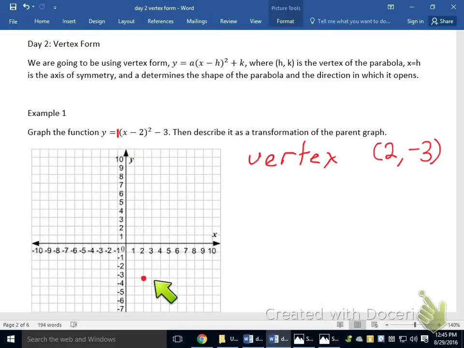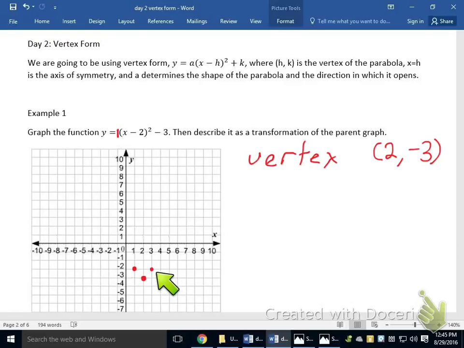So now, let's go to where the vertex is. And let's go to the right 1 unit. And what you've got to think to yourself is, I traveled to the right 1, what is the square of 1? And that would be 1. So go up 1 unit. So I end up at the point (3, negative 2). And that's another point on my graph. Now let's go back to the vertex. Let's go to the left 1 unit. What's negative 1 squared? Positive 1.